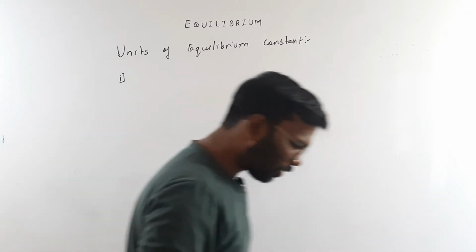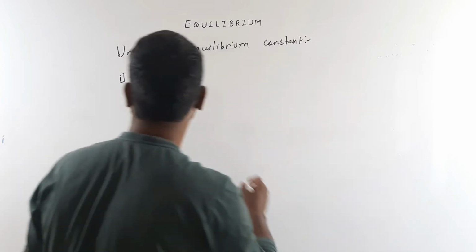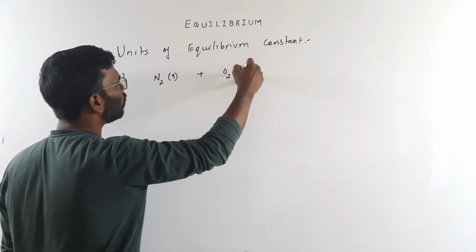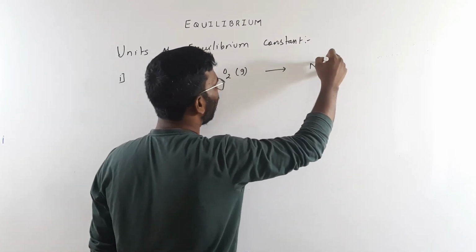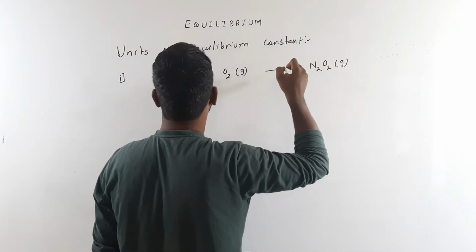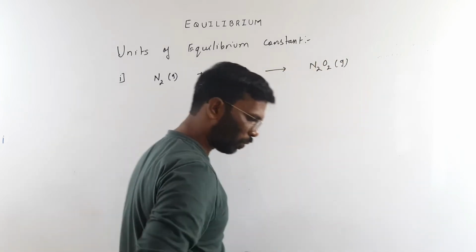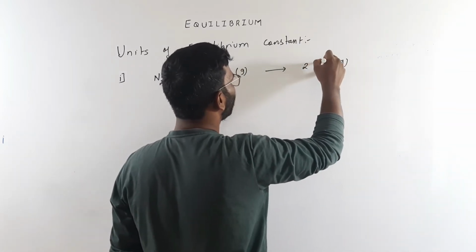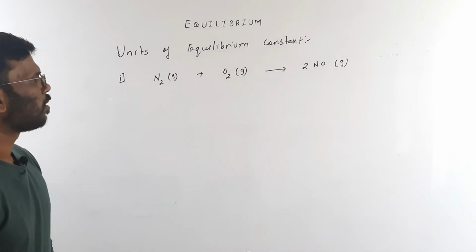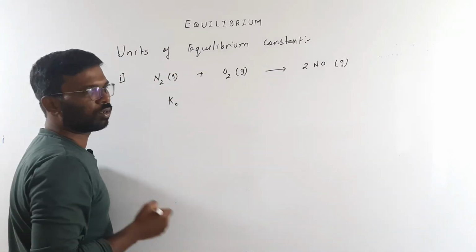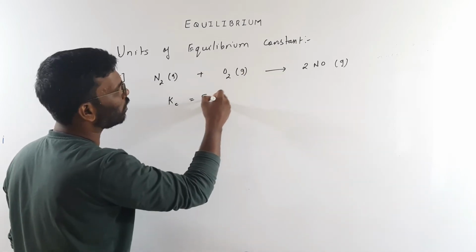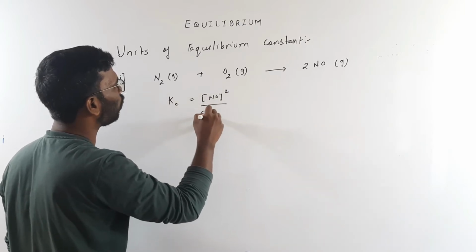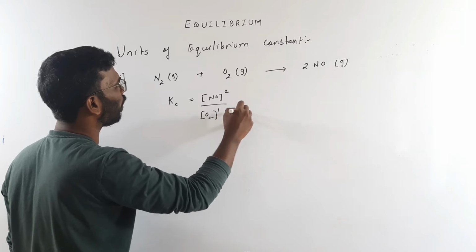We'll mark the first reaction: N2, which is a gas, and O2, which is also a gas, gives you 2 moles of NO gas. Here the equilibrium constant will be in terms of concentration, since all are gaseous: the concentration of NO raised to 2, divided by the concentration of O2 raised to 1 and the concentration of N2 raised to 1.